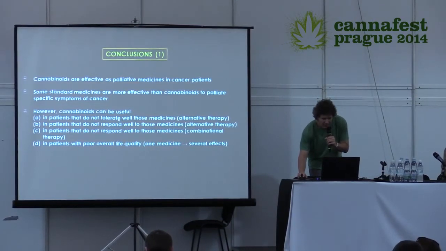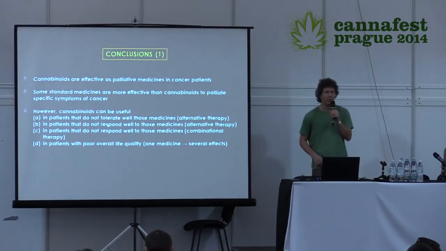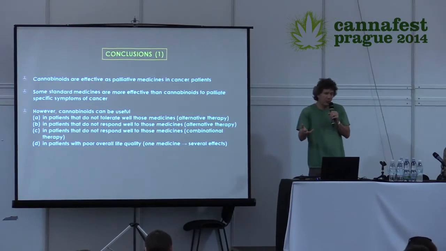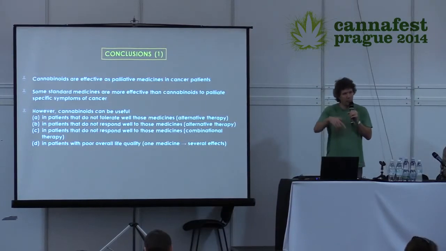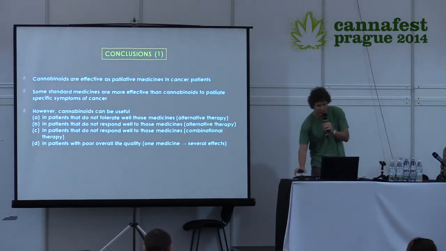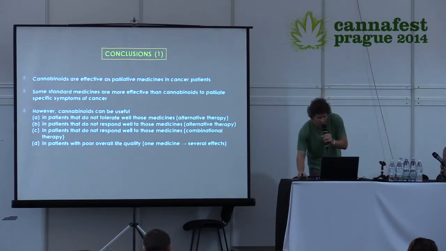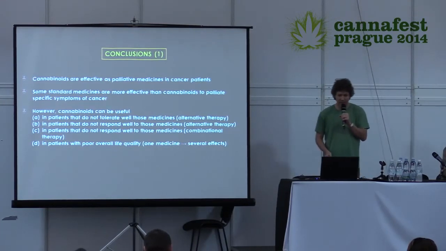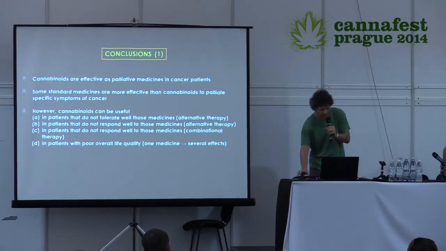For instance, there are patients that either A, do not tolerate, or B, do not respond well to those medicines. Sometimes those standard medicines do not make any good effect, or they do an effect for a time and then patients become tolerant. So we could replace those standard medicines by cannabinoids. So cannabinoids could be an alternative therapy instead of classical therapies in those patients.